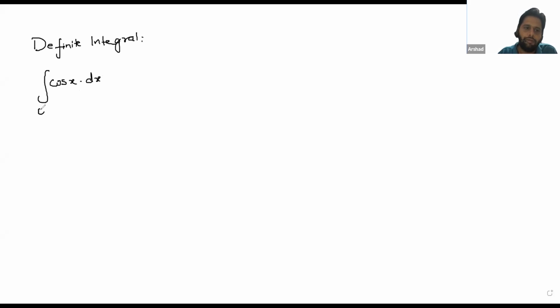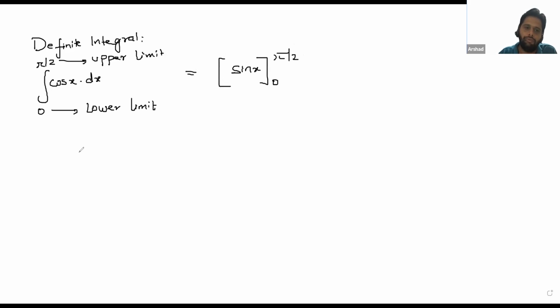Okay. In definite integral, we have a limit like this. This is the lower limit. Okay. And this is the upper limit. So how do we solve this definite integral? What is the integral of cos x? Sin x, okay? Then you write the bracket like this. Here you write the upper limit, here you write the lower limit. Then you put the upper and the lower limit. So you get sin pi by 2 minus sin 0. So sin pi by 2 is what? 1 minus 0. So this is 1, okay?